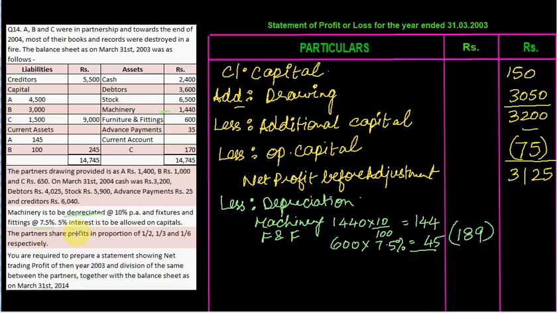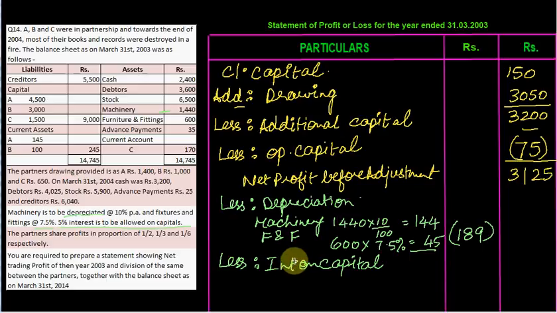Interest on capital has to be provided at the rate of 5%. It is mentioned that 5% interest is to be allowed on capital. It is an expense for the business, paying interest on capital to the partners. Always subtract interest on capital, add interest on drawing. So less interest on capital. Now on which capital will interest be given? We have two capitals here, one is fixed and one is the current capital, which is fluctuating. So interest is given on the fixed capital, not on the fluctuating one.